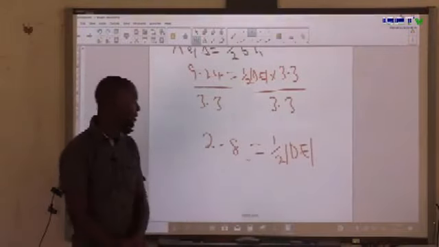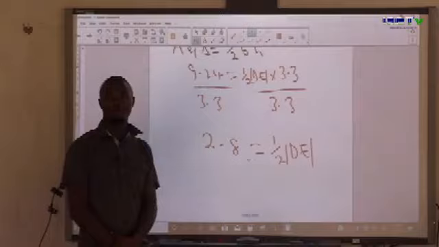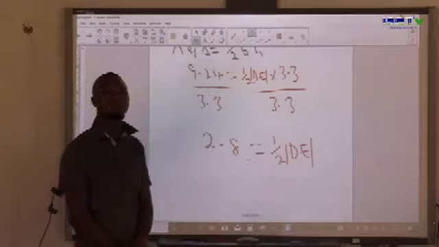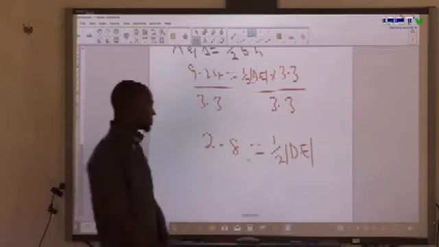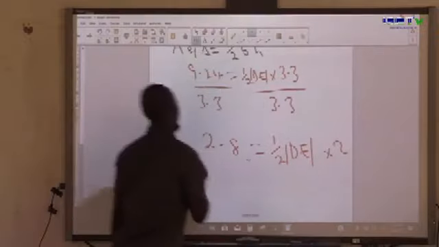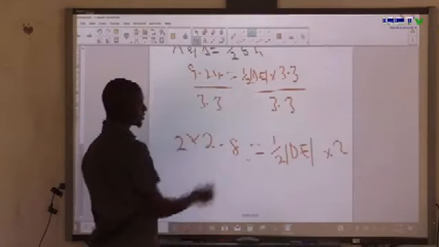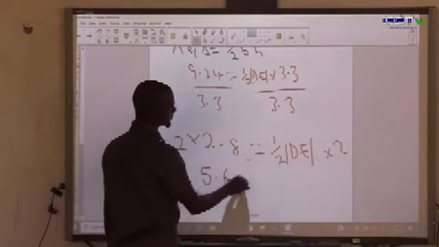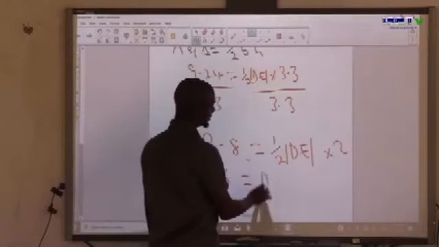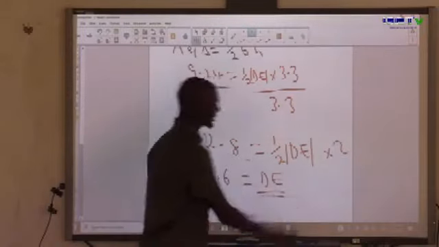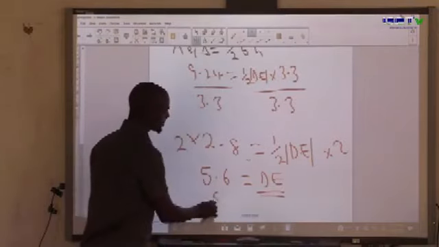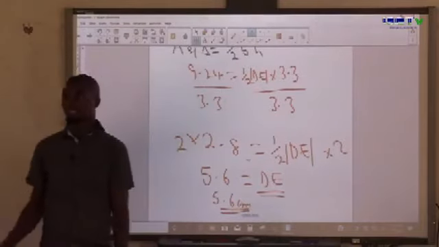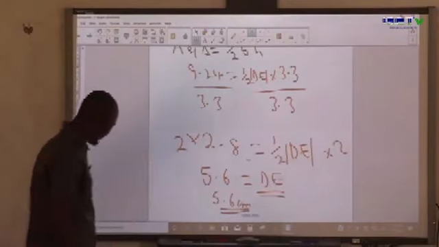Now you have half DE and 2.8. If you want to get DE, you have to multiply both sides by 2. So you multiply this one by 2 and multiply here by 2. So this is going to give us 5.6 is equals to DE. That will be in centimeter, 5.6 centimeter. That is DE. So that is one of them.